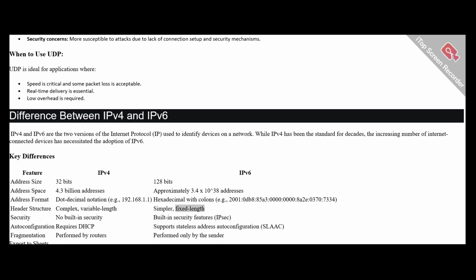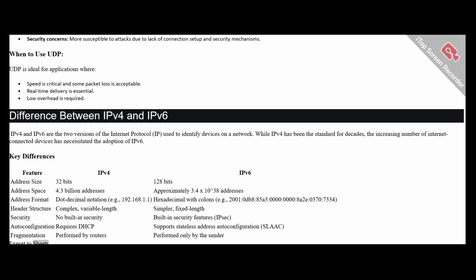IPv6 header is simpler, with fixed length. Security: IPv4 has no built-in security, while IPv6 has built-in security features, IPsec. Auto configuration: IPv4 requires DHCP, while IPv6 supports stateless address auto configuration, SLAAC. Fragmentation: in IPv4 it is performed by routers, in IPv6 only by the sender.